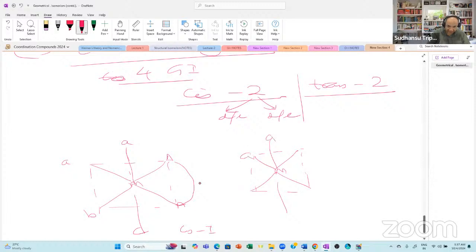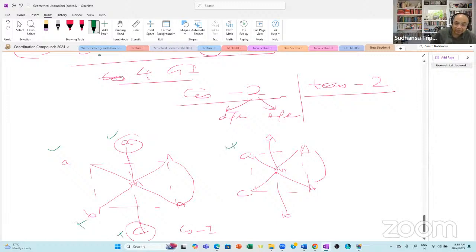AA, let us keep it here, but switch between C and B. Do not change the bidentate ligands. Here, A and C are opposite. We are saying cis because AA are opposite. AA are opposite and BC, AA are cis, BC are cis. That is why we are telling cis.